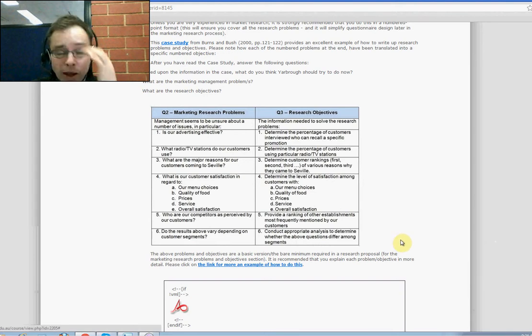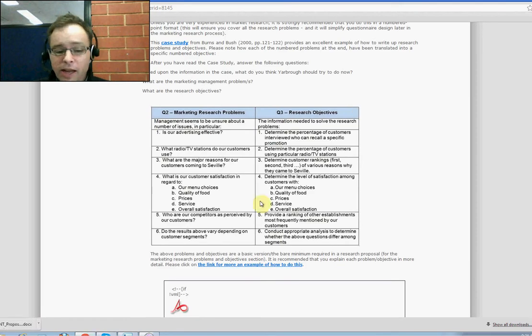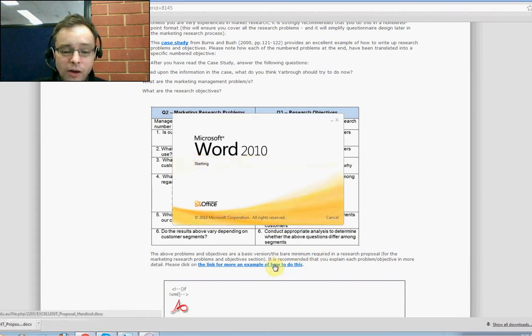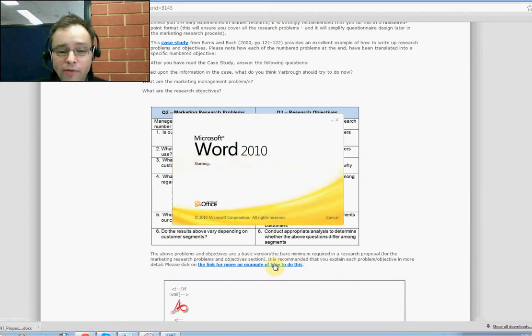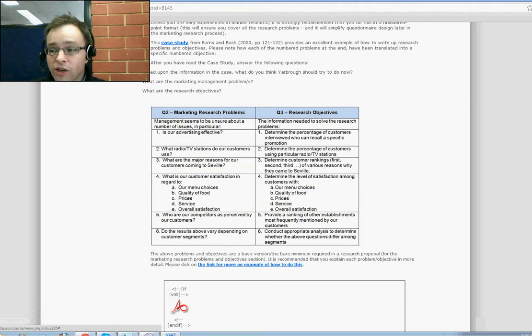So I'll strongly urge you to do the case study here without really trying to look too much at the answers. When you have tried to identify the problems and the objectives yourself, I suggest you look at the recommended answers down here. The way the recommended answers are set up is a very good structure, and I suggest you follow that structure as much as possible. So try and click on this link when you have done the case study yourself.